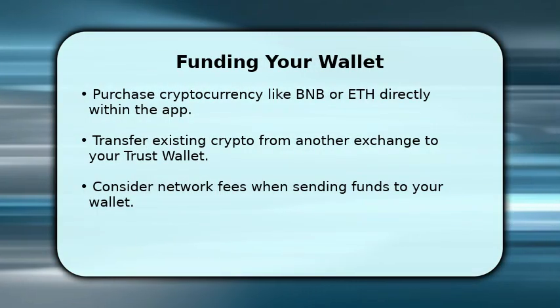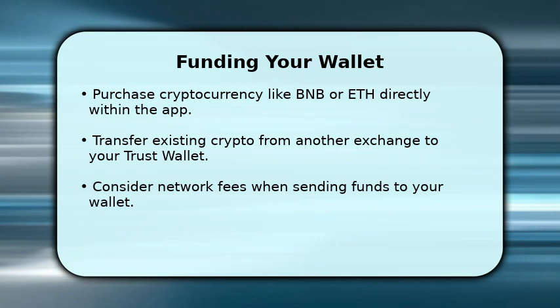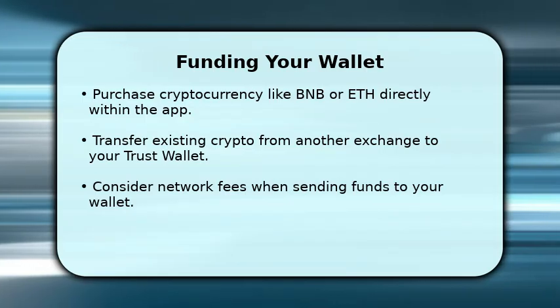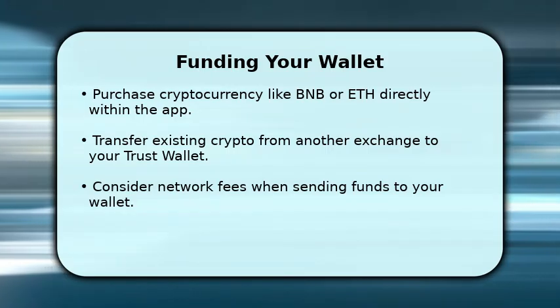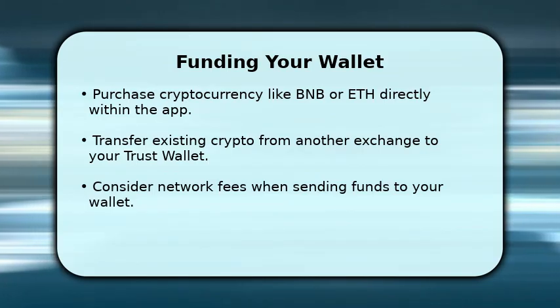Once your wallet is set up, you'll need to fund it. You can purchase cryptocurrency like BNB or Ethereum directly within the Trust Wallet app using a third-party provider. Alternatively, transfer existing crypto from another exchange to your Trust Wallet address. Always double-check the network and address to avoid losing funds during the transfer process.